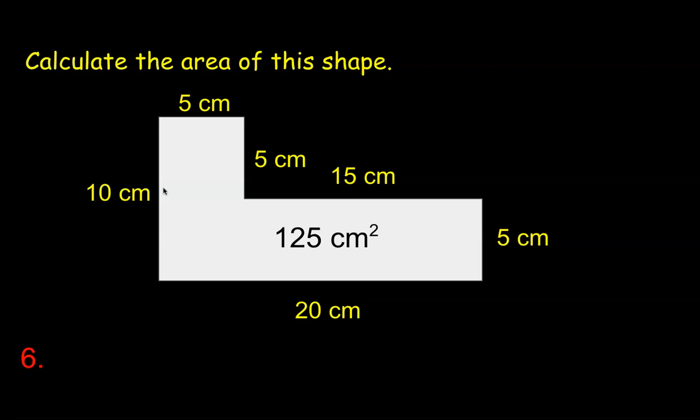And the answer is 125 square centimeters. The way I would have done that is I would have done this little square here. 5 times 5 is 25. I would have done this long rectangle. 5 times 20 is 100. Put them together, you get 125 square centimeters.